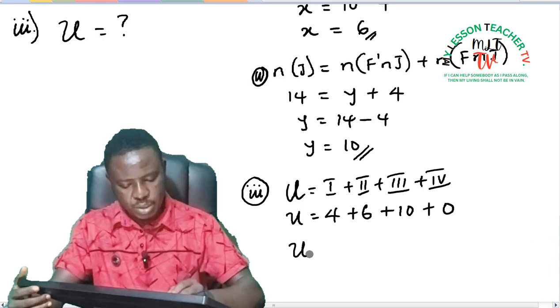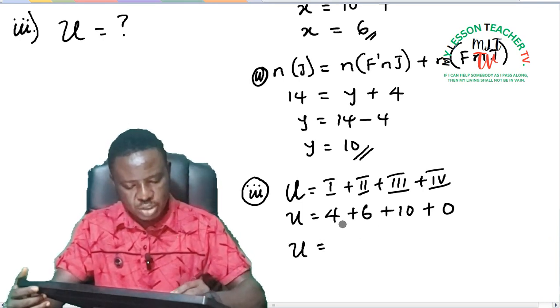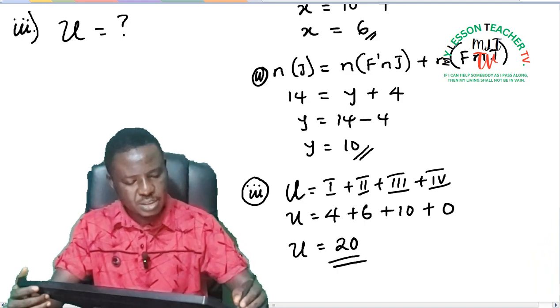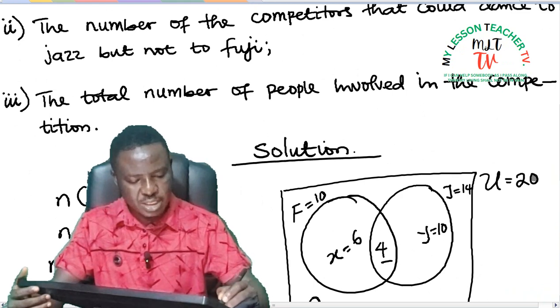So when you add this up, it gives you the number of persons you have in that gathering, which is 4 plus 6 plus 10, and that is said to be 20. So we have 20 persons under consideration. So it means that our universal set is equal to 20.